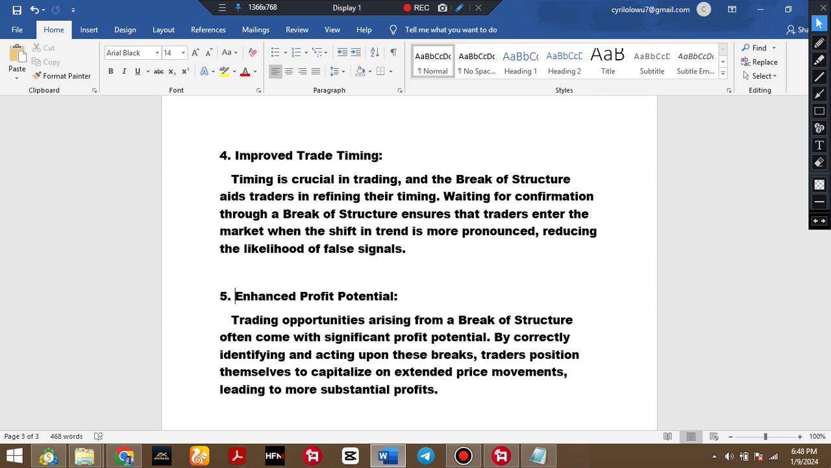Then when you put your take profit, you're able to weigh your take profit compared to your stop loss. Many traders are scalpers, they always scalp, they don't have all this in place.